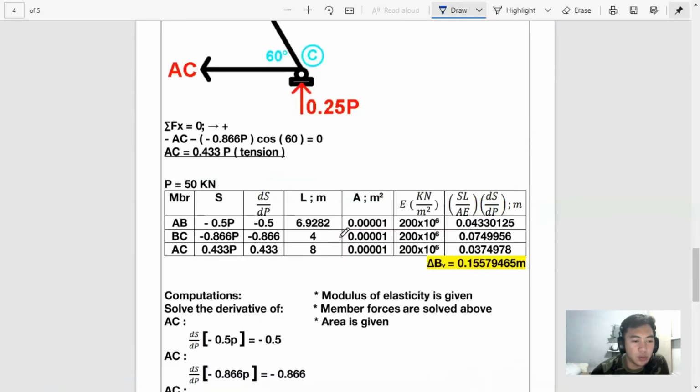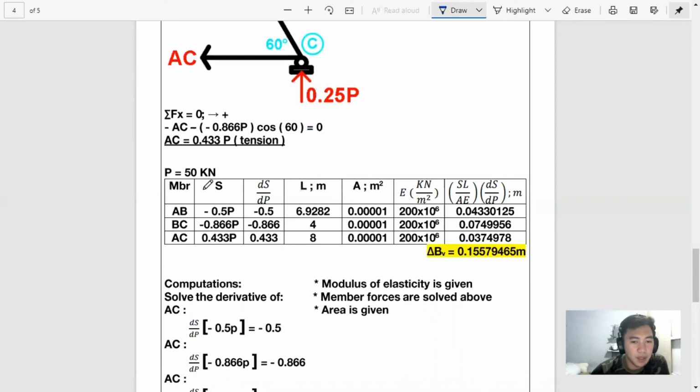So here we are going to substitute. Members AB, BC, and AC: these are the bar forces with respect to P. These are the solved values, and this is the derivative of this one, so the P is cancelled out. The next table has the lengths in meters. Here, the lengths are not given.